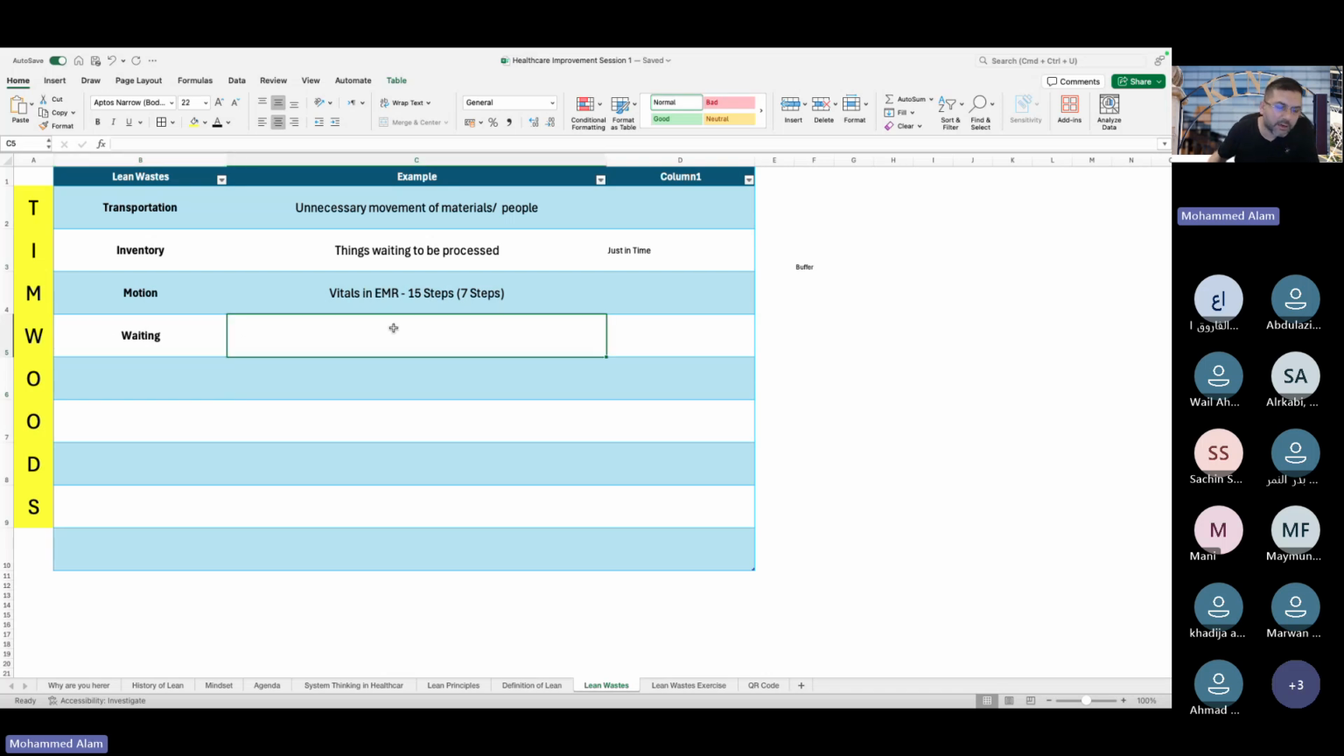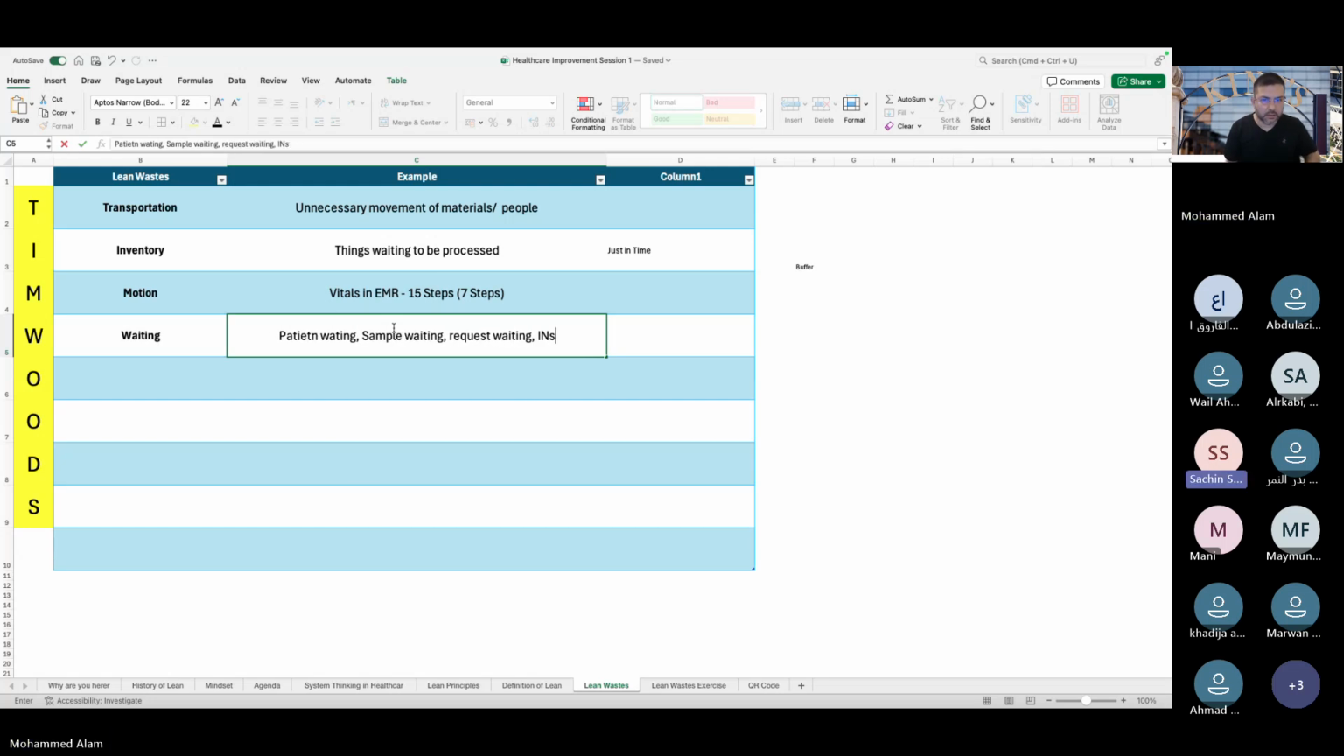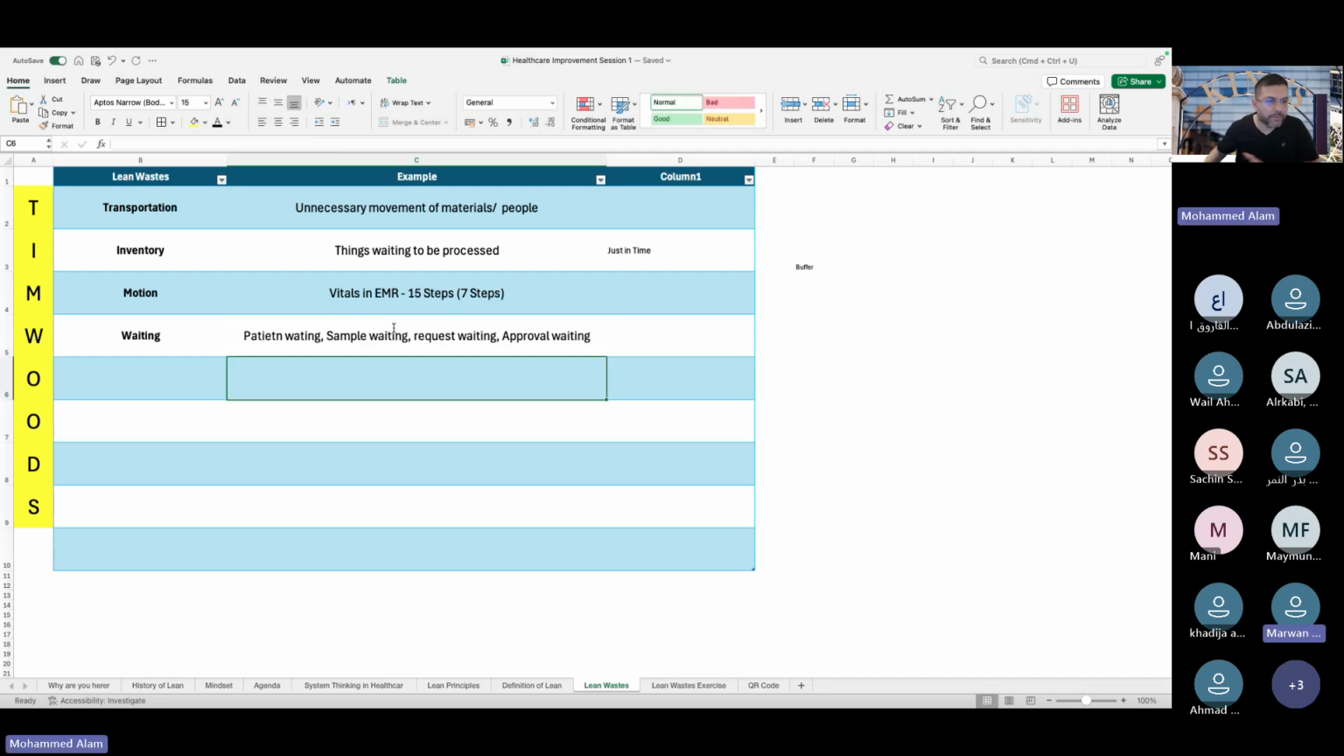So it's waiting. Waiting is a pure waste. Anything waiting to be processed: patient waiting, sample waiting, request waiting, approvals waiting. Anything waiting is a waste. I'll not go into it because it's self-explanatory.